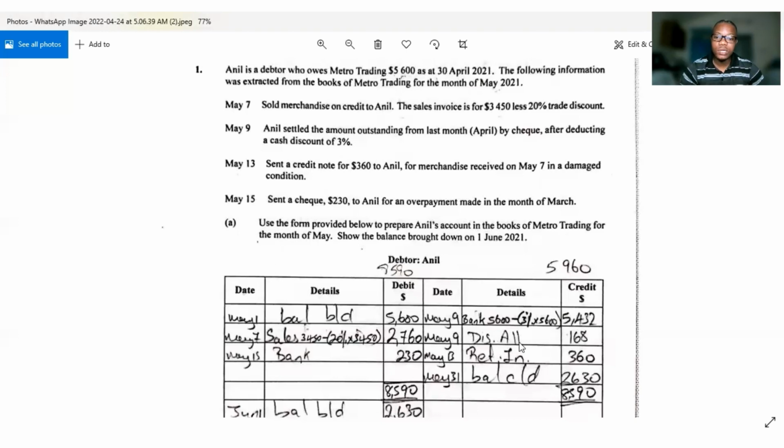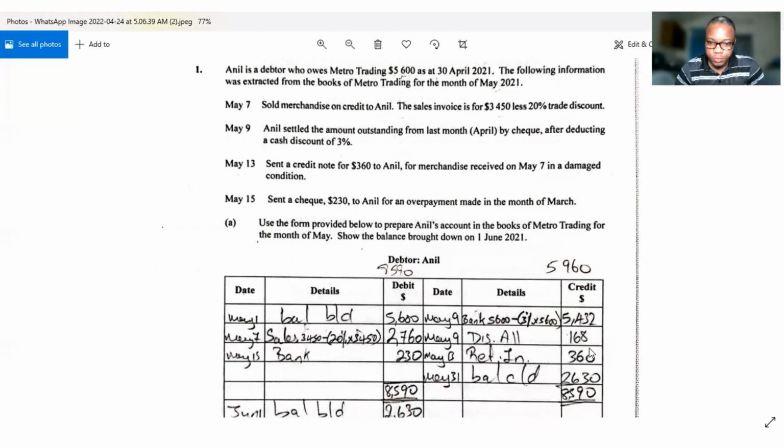And remember that discount allowed is an expense account. So discount allowed account should be debited, right? So if discount allowed should be debited, then it means that in the account of Anil, it would be on the credit side, because you know that the double entry for this would be in the discount allowed account on the debit side. So if you're not sure you understand, you can check out my videos on double entry, because this question is calling on your double entry principles.